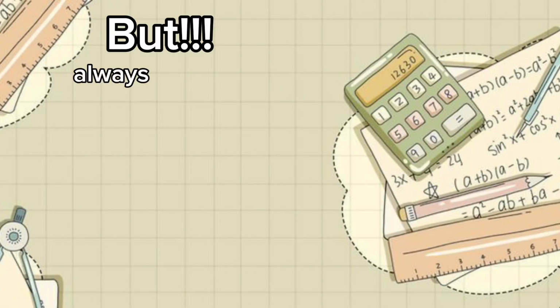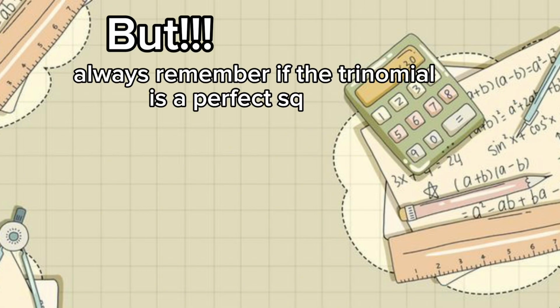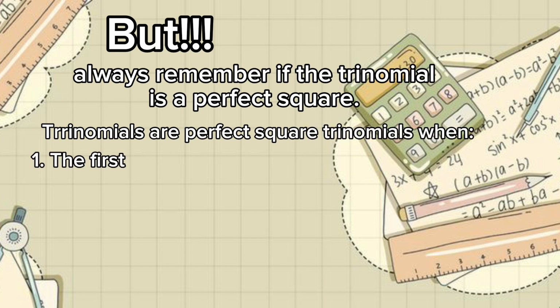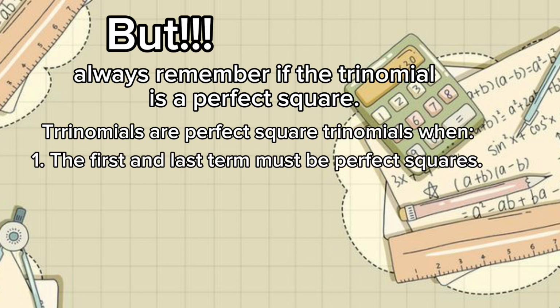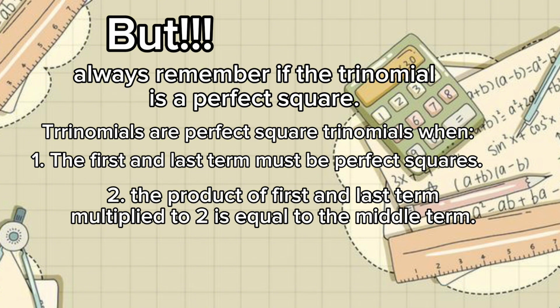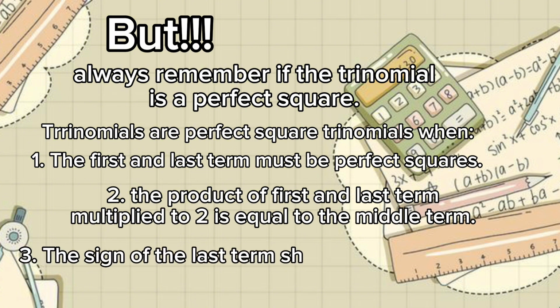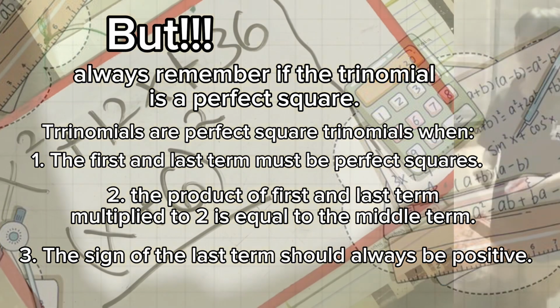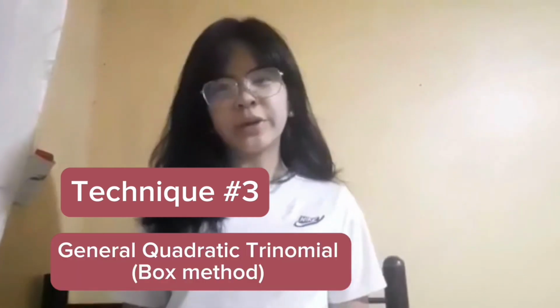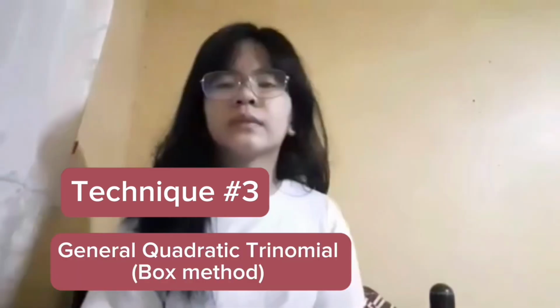But always remember how to tell if the trinomial is a perfect square. Trinomials are perfect squares when the first and last terms are perfect squares. The product of the first and last terms multiplied by 2 is equal to the middle term. And lastly, the sign of the last term should always be positive. Now let's proceed to the technique of factoring a general quadratic trinomial using the box method.